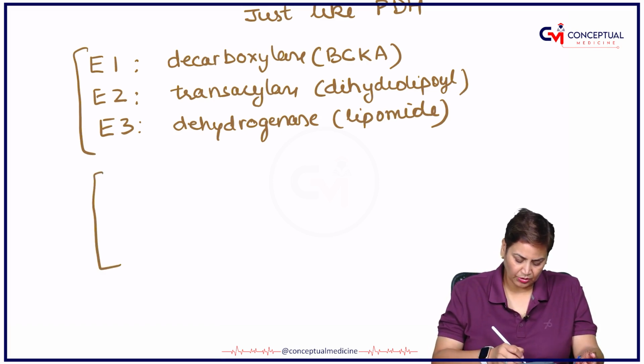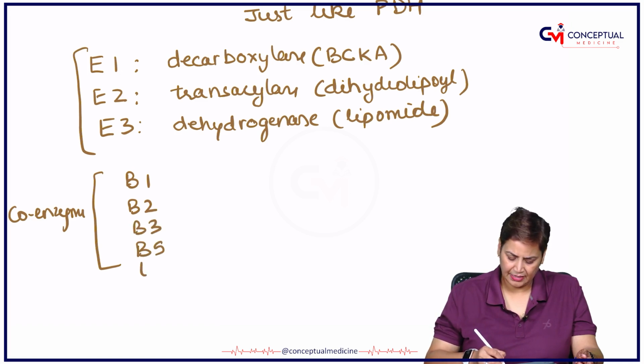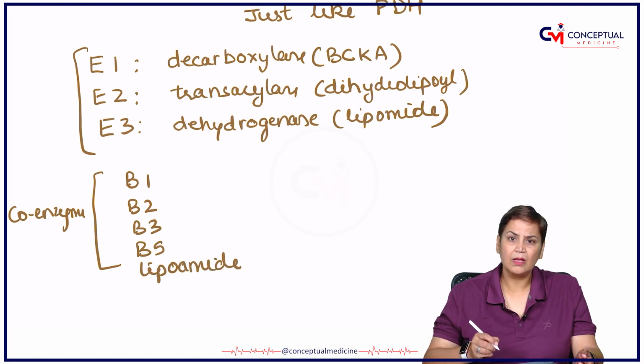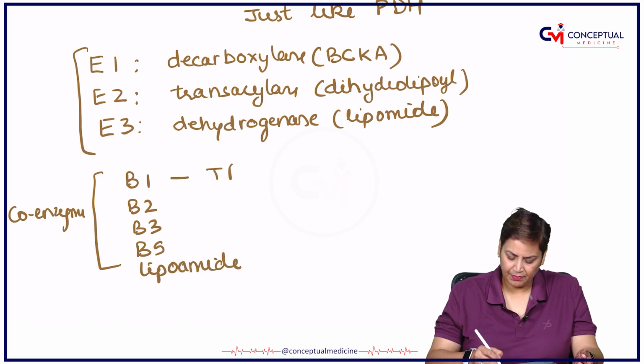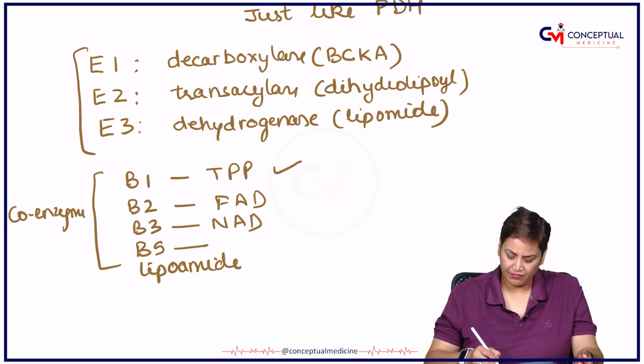And if we talk about the coenzymes, it has B1 same, B2, B3, B5 and lipomide. B1 is our TPP, the main one. B2 is FAD. B3 is niacin or NAD and B5 is coenzyme A.